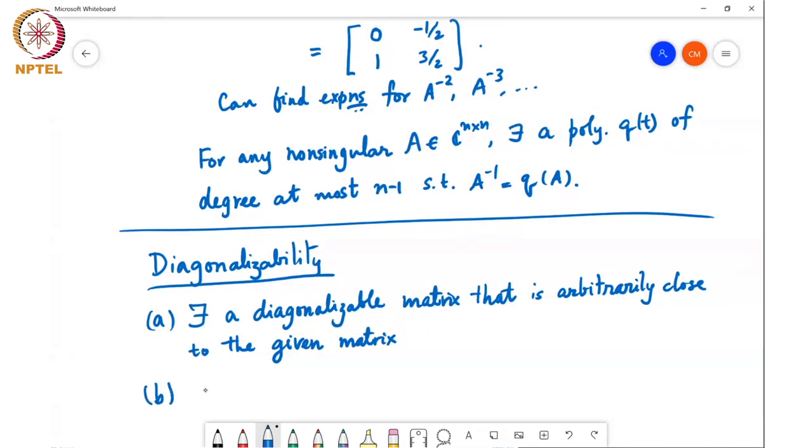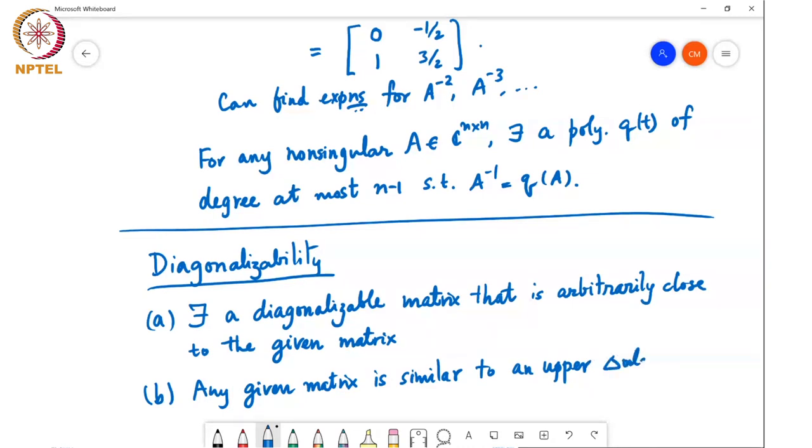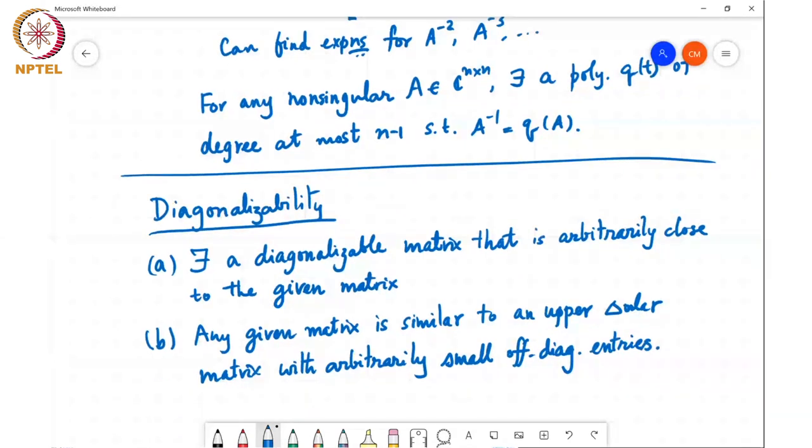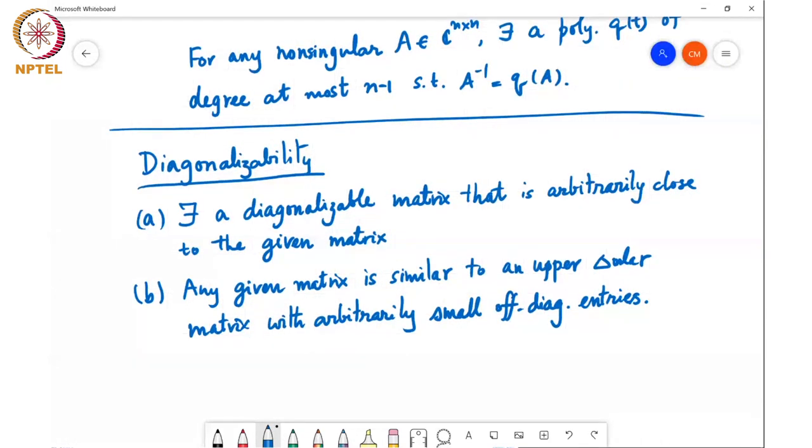And the second way: any given matrix is similar to an upper triangular matrix with arbitrarily small off diagonal entries. That is, it's almost diagonalized. So basically, there are two theorems that make this assertion. The first one is like this.